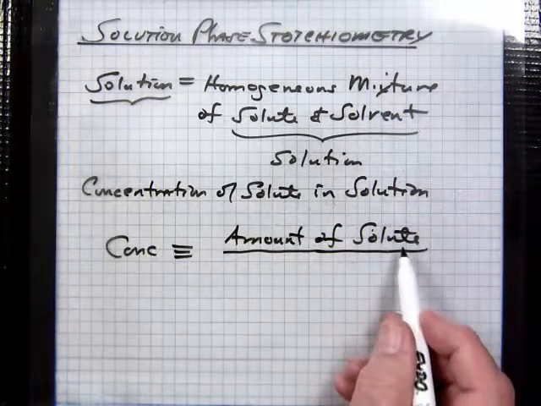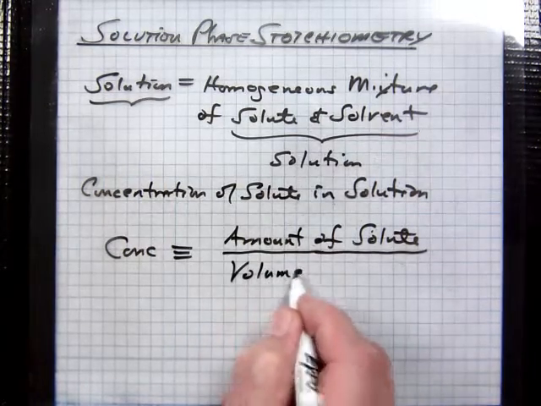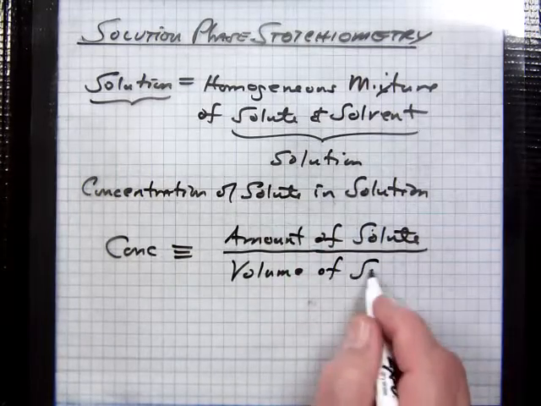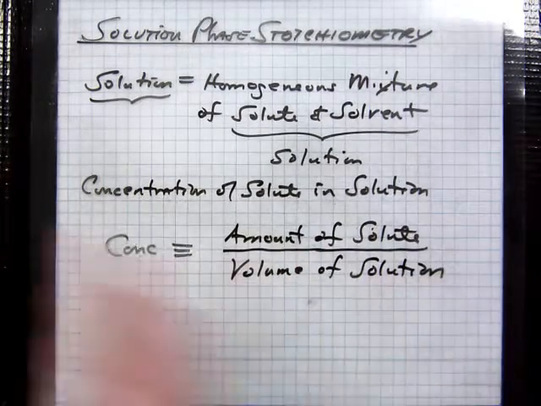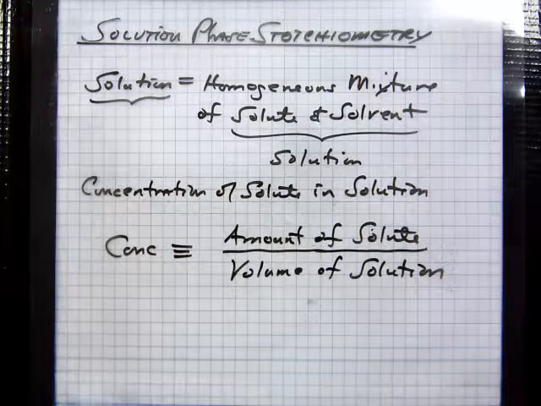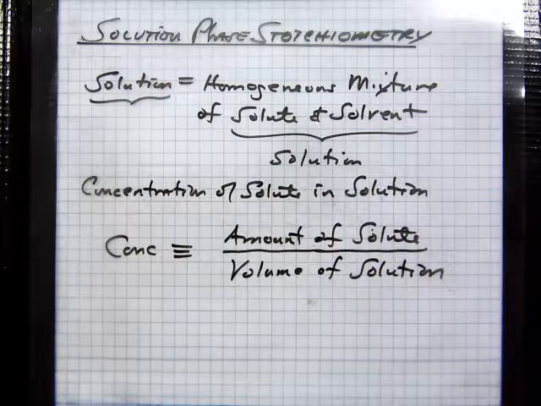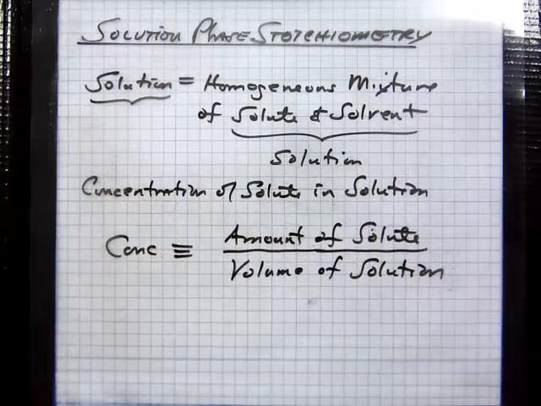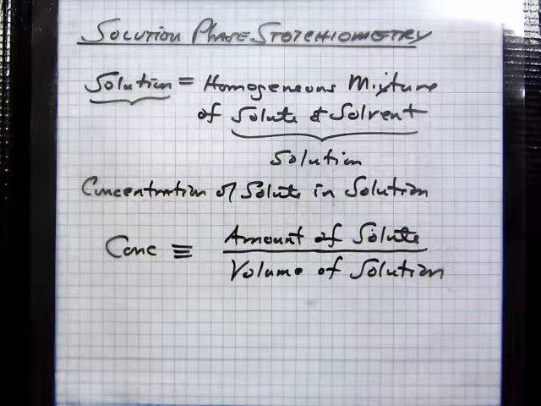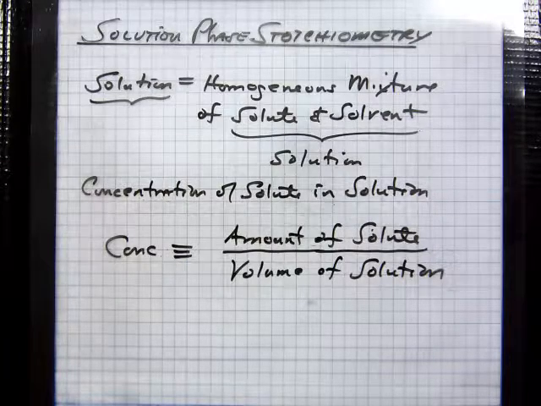Now look at what I'm about to write. Amount of solute and volume of solution. I did not say volume of solvent. The denominator is volume of solution. So it's a combination of solute and solvent. That'll come into play in the future, but for now, make note that we're talking about solute dissolved in a body of solution. The body, solute and solvent.